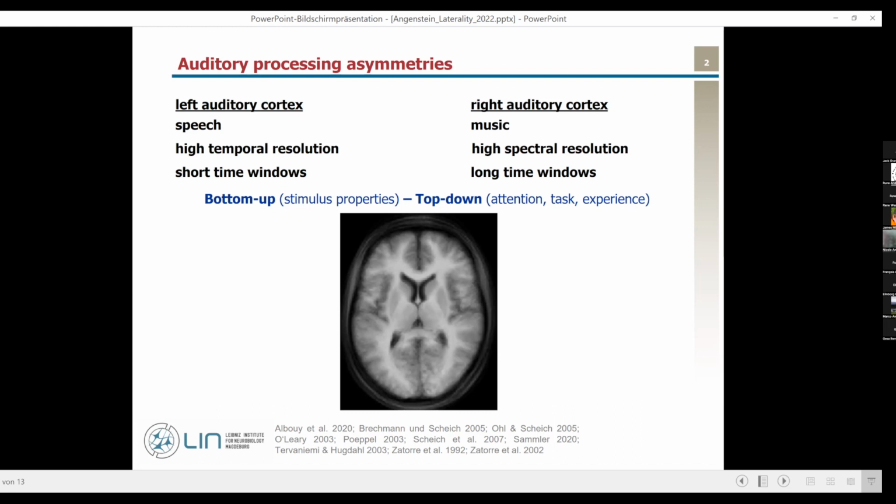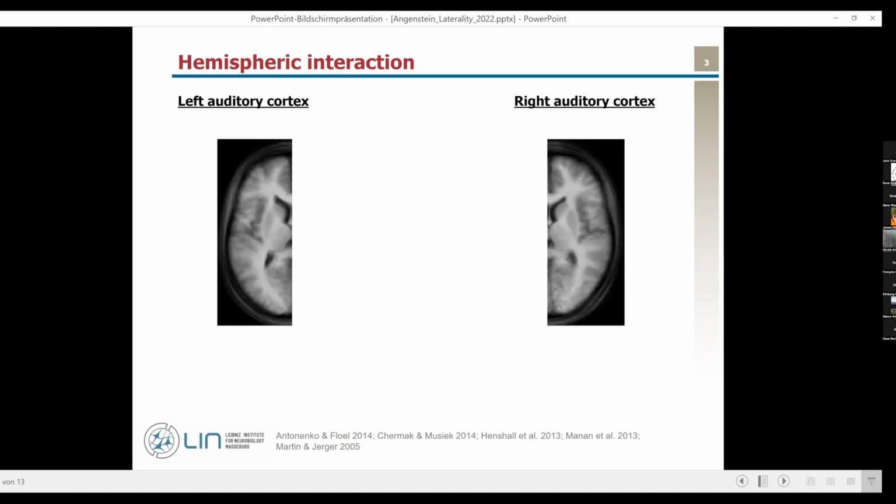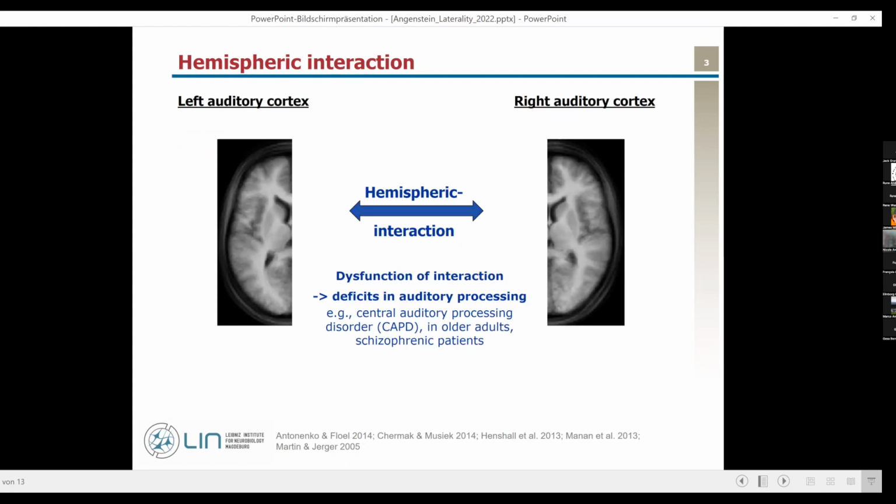When you think of the processing of complex stimuli like speech or music, then you need both the high temporal resolution of the left auditory cortex, but also the high spectral resolution of the right auditory cortex. So for processing of the everyday auditory environment, you need both hemispheres, and these hemispheres have to work efficiently together. If there is a dysfunction of this interaction, this might lead to deficits in auditory processing. This is the case, for example, in people with central auditory processing disorders or in older adults, maybe due to a reduction in the anatomy, for example, by a reduced myelinization.